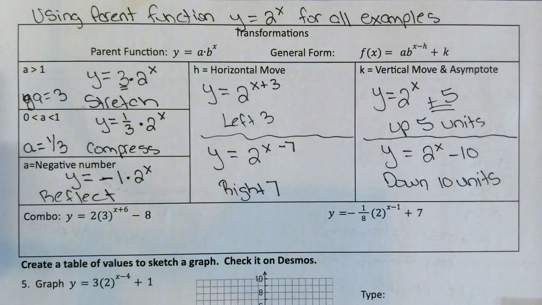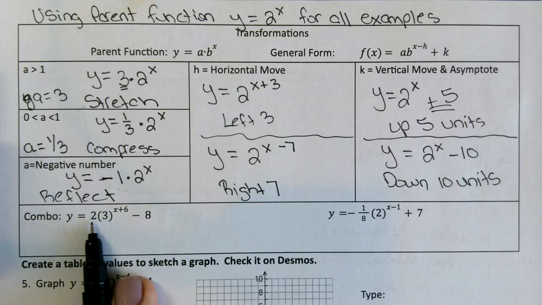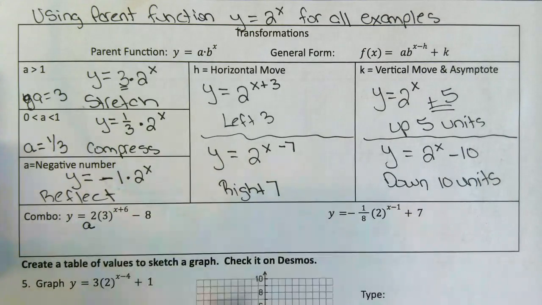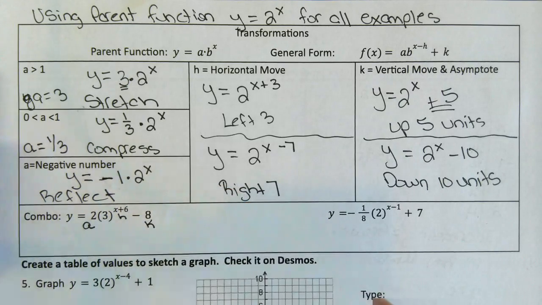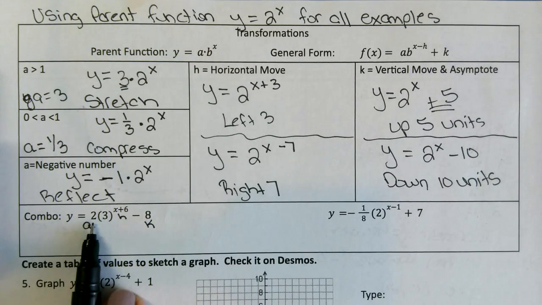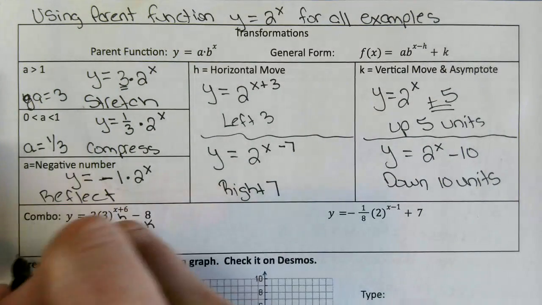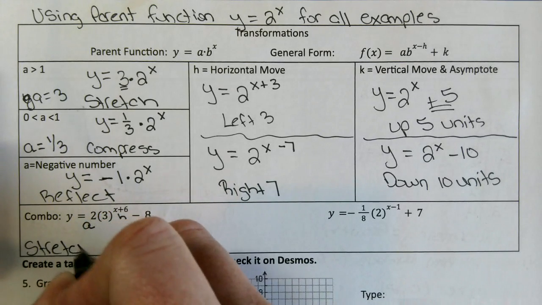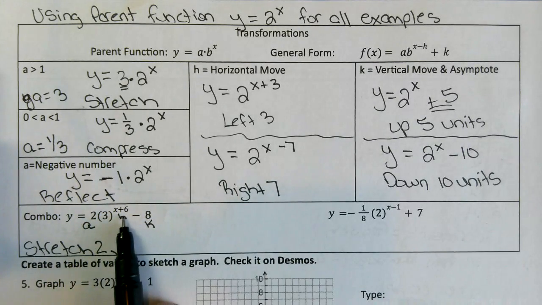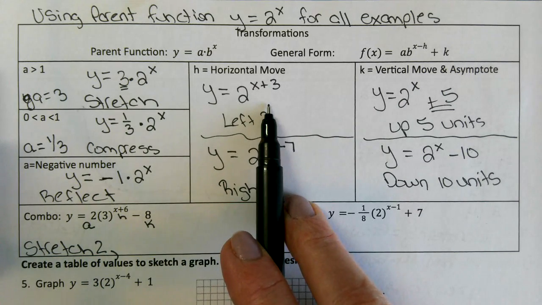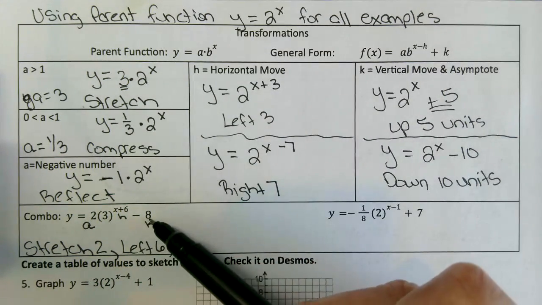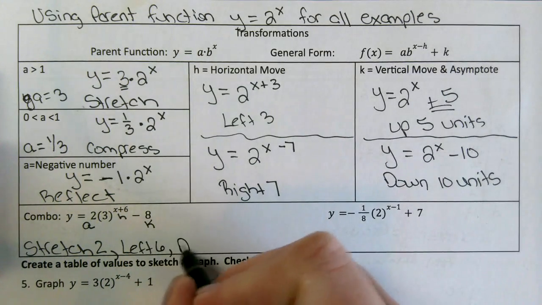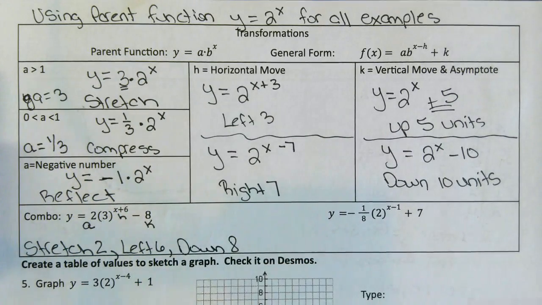All right, so we have a couple of combos. So the number out in front, so that's my a. You're hanging out with your x, that's the h. And then that one is the k. All right, so the 2, it's bigger than 1, so that means it's going to stretch by a factor of 2. x plus 6, it's always the opposite, so that means it's going to move left 6. And then minus 8 means that it's going to go down 8 units.